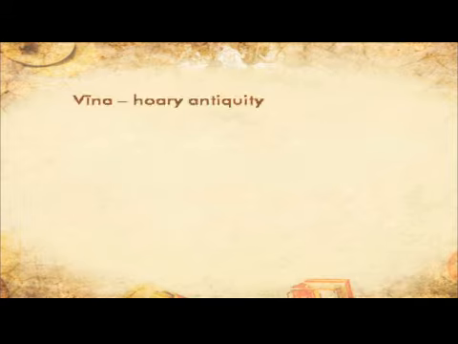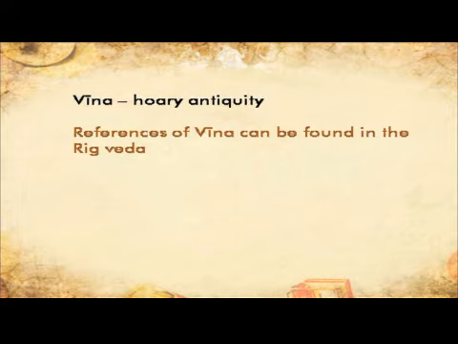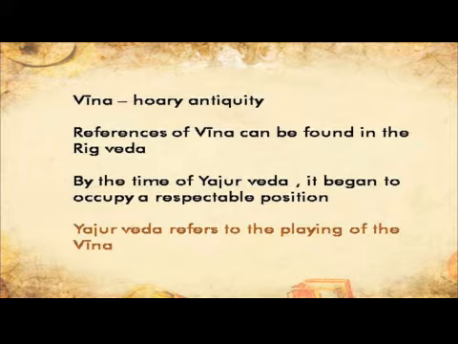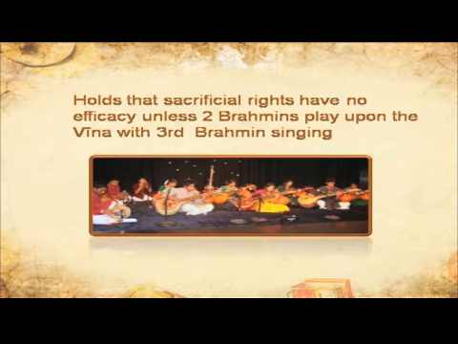Early references. The veena as a traditional musical instrument goes back to hoary antiquity. References to it can be found in the Rig Veda, and by the time of Yajurveda, it had already begun to occupy a respectable position. The Yajurveda refers to the playing of the veena and holds that sacrificial rites have no efficacy unless two Brahmins play upon the veena in a concert with a third Brahmin singing.